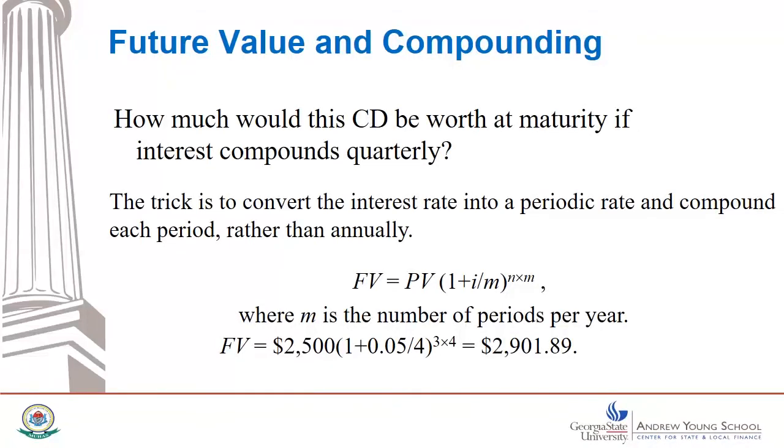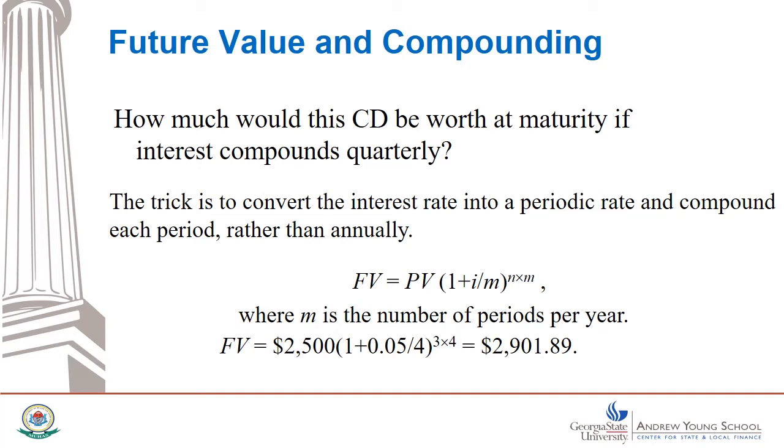How much would this bank certificate of deposit be worth at maturity if interest compounds quarterly? The trick is to convert the annual interest rate into a periodic rate and compound each period rather than annually. The formula then becomes future value is equal to the present value times the product of 1 plus the result of the annual rate divided by the number of periods per year, or I divided by M, raised to the power of the number of years times the number of compounding periods per year, or N times M.